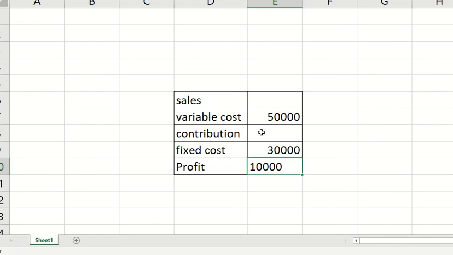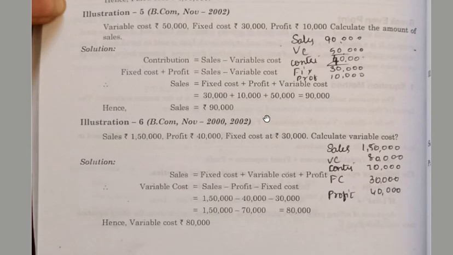Okay, so contribution will be what? Sorry, fixed cost plus profit is your contribution. So 30,000 plus 10,000, which is nothing but 40,000 is your contribution. So what is your sales? Sales plus variable cost is equal to contribution. So if you reverse the formula, sales is equal to variable cost plus contribution. Just finding out the unknown figure. So it will be 50 plus 40, which is 90,000. Okay, so you get your sales to be 90,000.